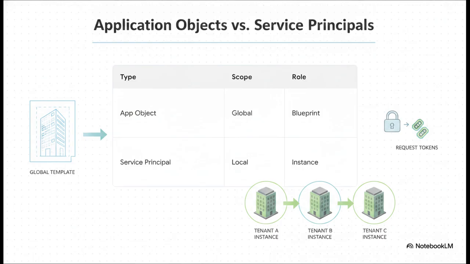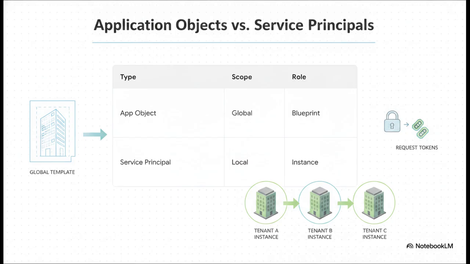When you register an app, you're really dealing with 2 representational states. You've got the application object, which is the global template, the primary definition of the app. But then you have the service principal object, which is the local instance, the identity created in a specific tenant. It's the service principal that's actually out there requesting tokens and getting authorized to do things in your specific directory.